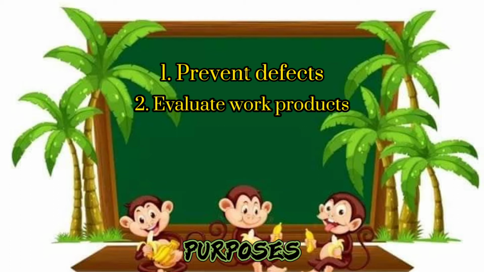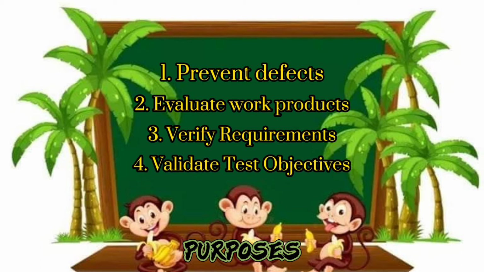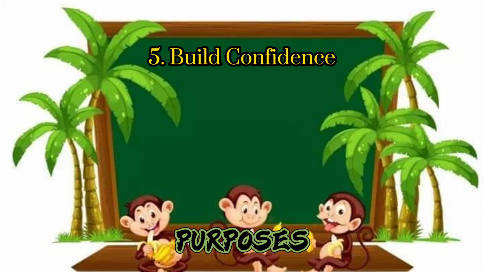Second is to evaluate work products. It is to evaluate work products such as requirements, user stories, design, and code. Third, to verify requirements. To verify whether all specified requirements have been fulfilled. Fourth is to validate the test object. To validate whether the test object is complete and works as the users and other stakeholders expect. Fifth, to build confidence. To build confidence in the level of quality of the test object.